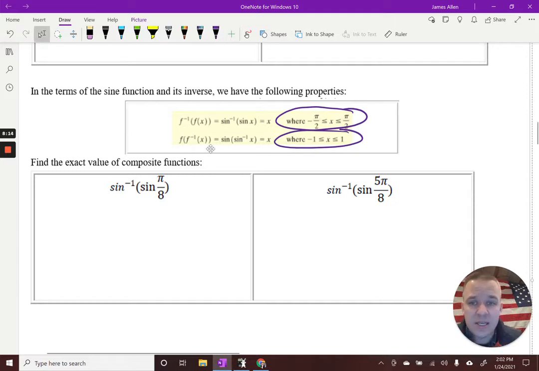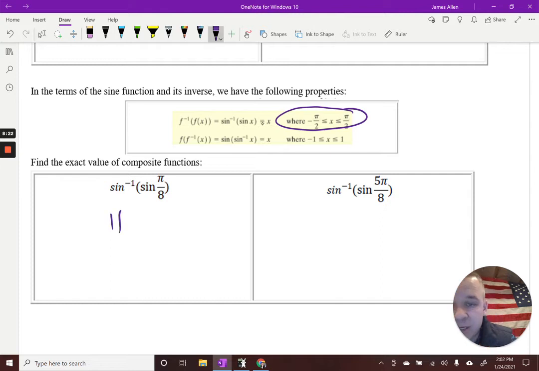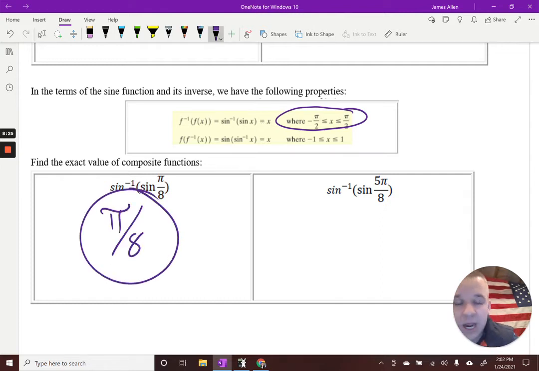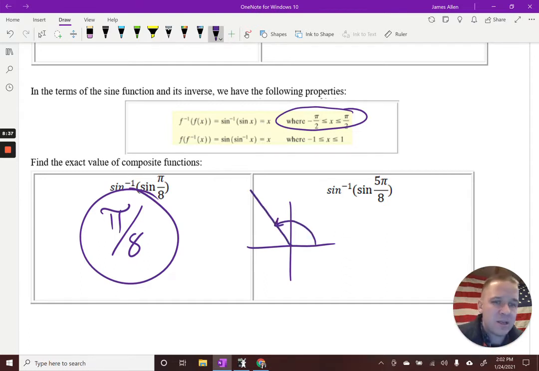Well, as long as, let's see here, sine of pi over 8, we're dealing with the first one up top here. Does pi over 8 fall within negative pi over 2 and pi over 2? It sure does. So my solution is just going to be pi over 8. However, on this second one, 5 pi over 8 falls outside, right? If we were looking at our angle of rotation here, I'd be looking at something like this. I'm just past pi over 2, right? 4 pi over 8 is pi over 2. So I'm just past that. So this is 5 pi over 8.